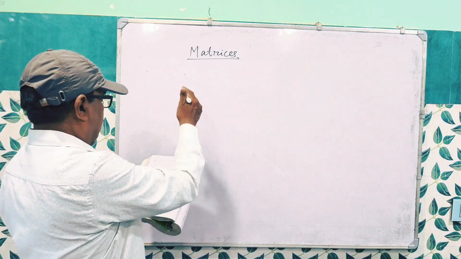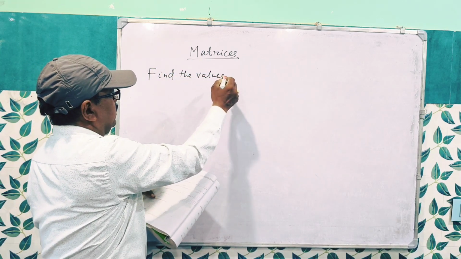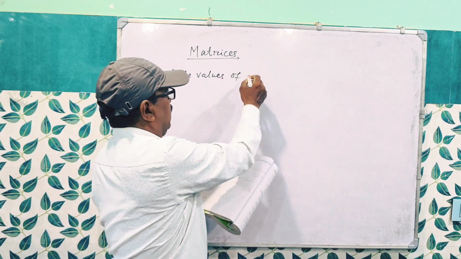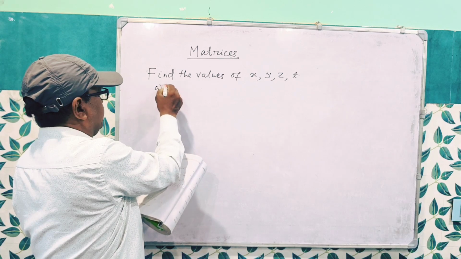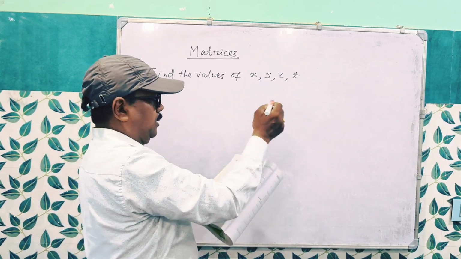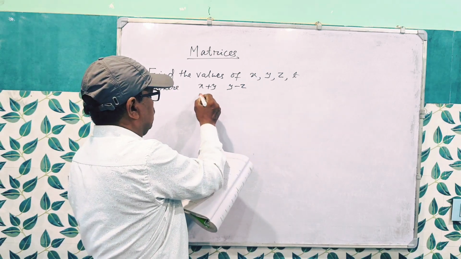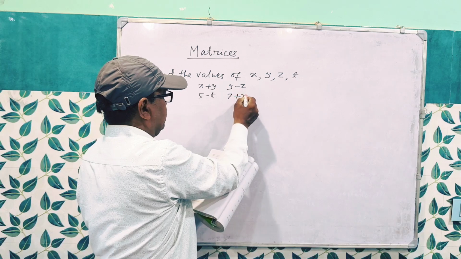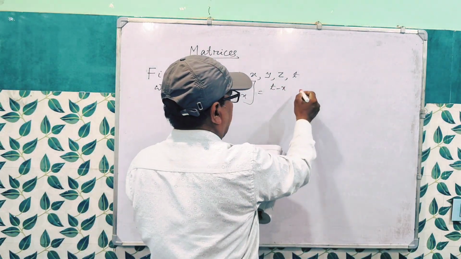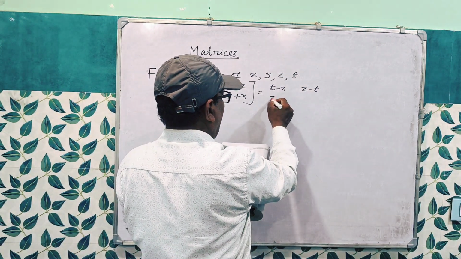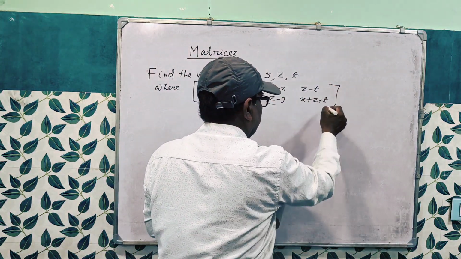Take one example. Find the values of x, y, z and t where the two matrices are equal, that is, x plus y, y minus z, 5 minus t, 7 plus x is equal to t minus x, z minus t, z minus y, x plus z plus t. Clear?